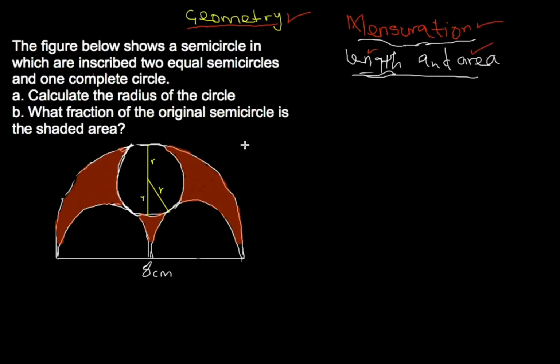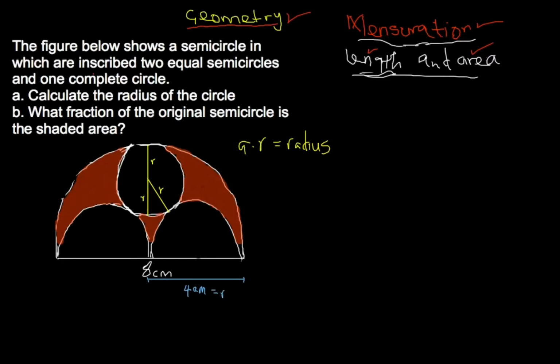So we start from question A, calculate the radius. The distance from this point to this point is also a radius, because it is the center of this bigger circle. I think it will be okay if I call it 4 centimeter. Why? Because half of it is 4, and from here to here is half of the distance from here to here. I will call it the radius of the original semicircle.